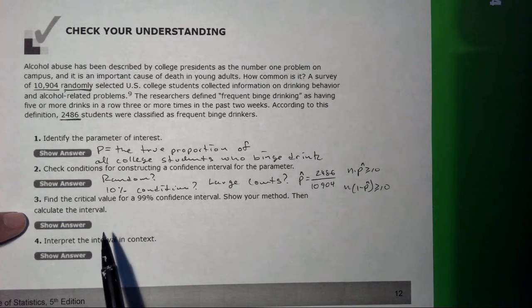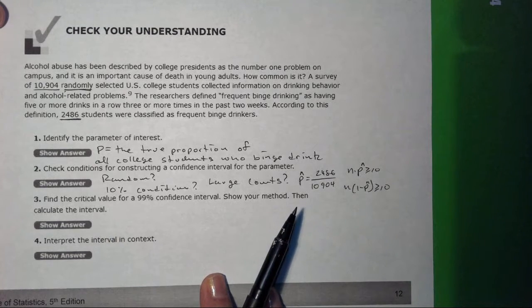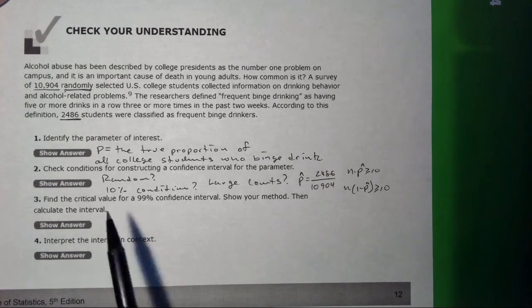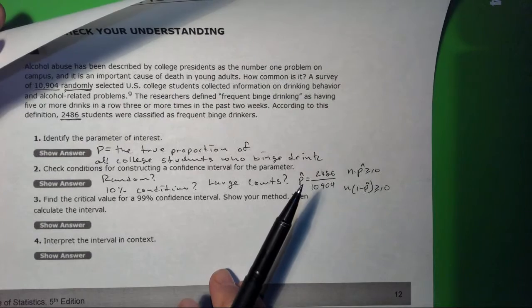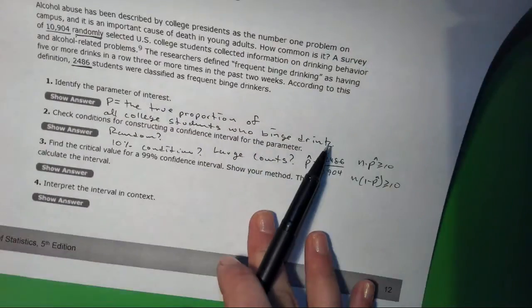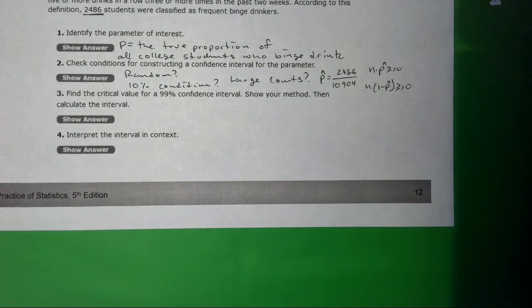Okay, number 3 is where more work comes in. So find the critical value for the 99% confidence interval, show your method, then calculate the interval. There's a formula that goes with this. Okay, it was in the review. Sorry, in this section summary, I should say, not the review. Where is this summary? Slide number 12.